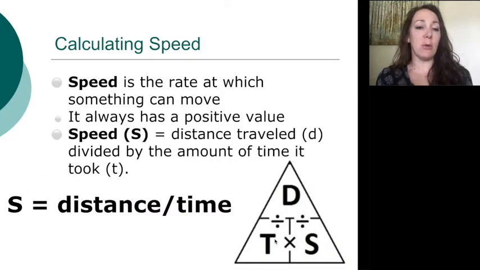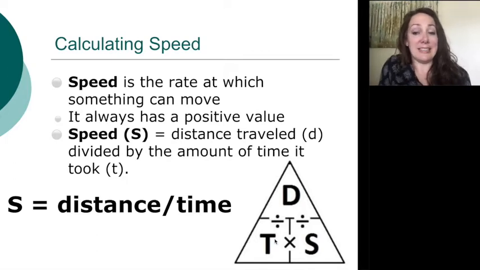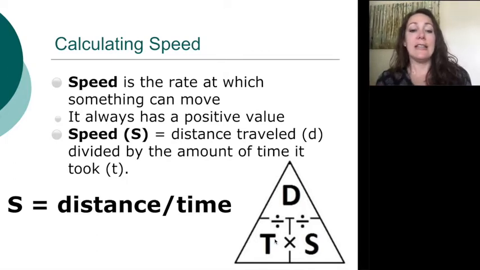So whenever we look at motion, we need to learn how to calculate speed. Speed is the rate at which something can move, okay? So it always has a positive value. If there is speed involved, it is always positive. Speed is represented with an S, and it equals the distance traveled, or D, divided by the amount of time it took, or T. So in a simple math equation, speed is equal to distance divided by time.